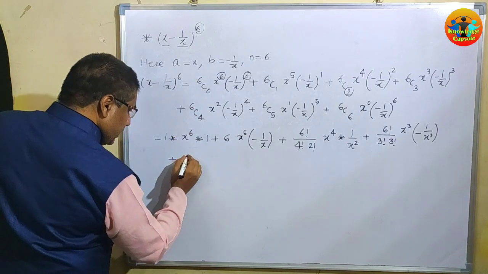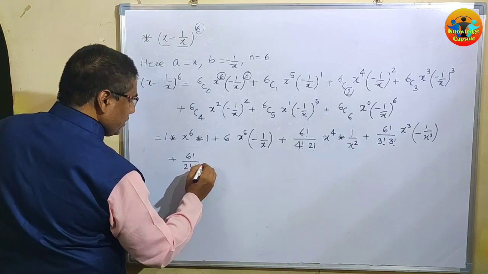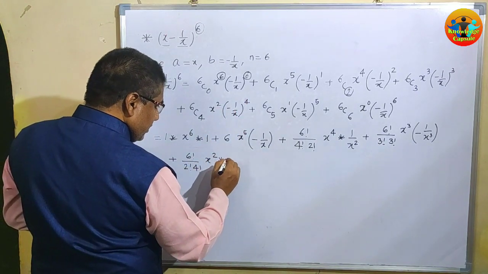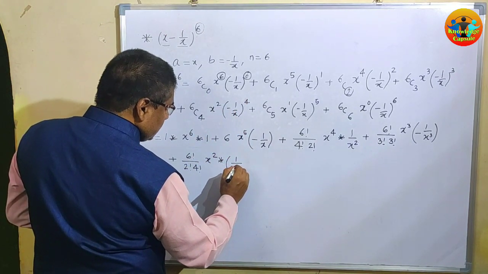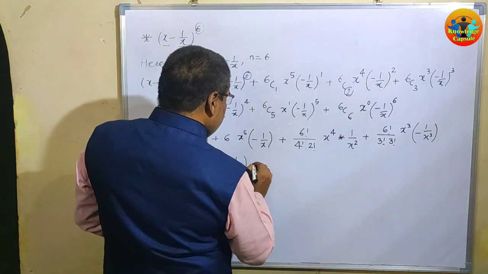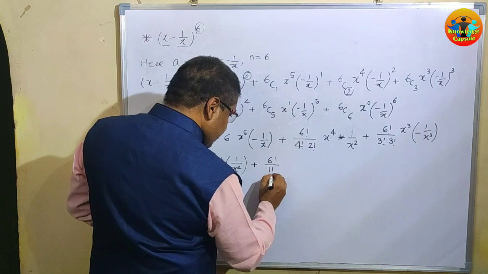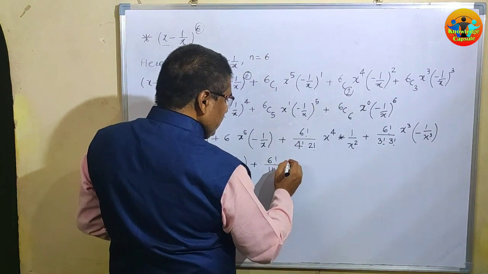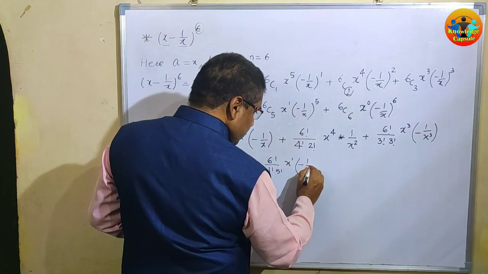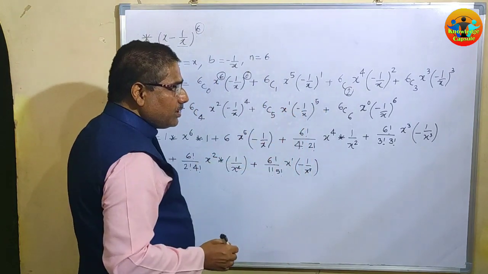Plus factorial 6 upon 6 minus 4 factorial 2 into factorial 4 into x square. As power is even, we can write this as x raised to 4. This term will be positive because this power is even. Plus factorial 6 upon 6 minus 5 factorial 1 into factorial 5 into x raised to 1. This power is odd, therefore we can write this as 1 upon x raised to 5. The result is negative because this power is odd.